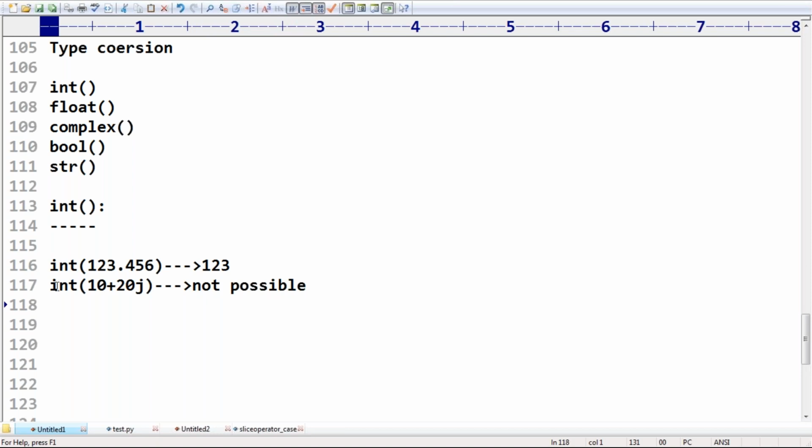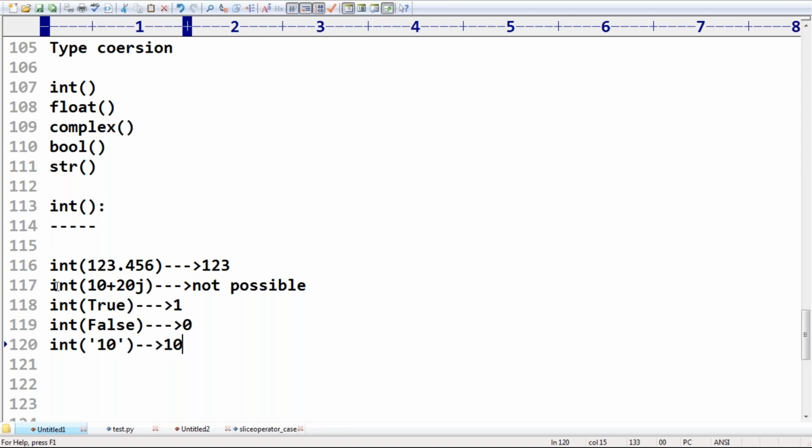Next, int of boolean, sir. If you take true, can you please guess what is the answer? 1, because true is 1. Int of false. What value are we going to get, sir? 0. Like this. So boolean to int, how to convert? Okay, well. Next, int of "10" I'm taking, sir. Yes, string to int, no problem. 10 we are going to get.